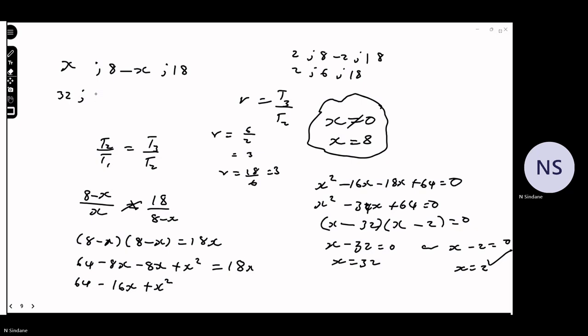Say 32, then 8 minus 32, then 18. This is 32, negative 24, 18. I'm struggling. I don't have my calculator, and this calculator is acting up on me. Then r is equal to negative 24 divided by 32.